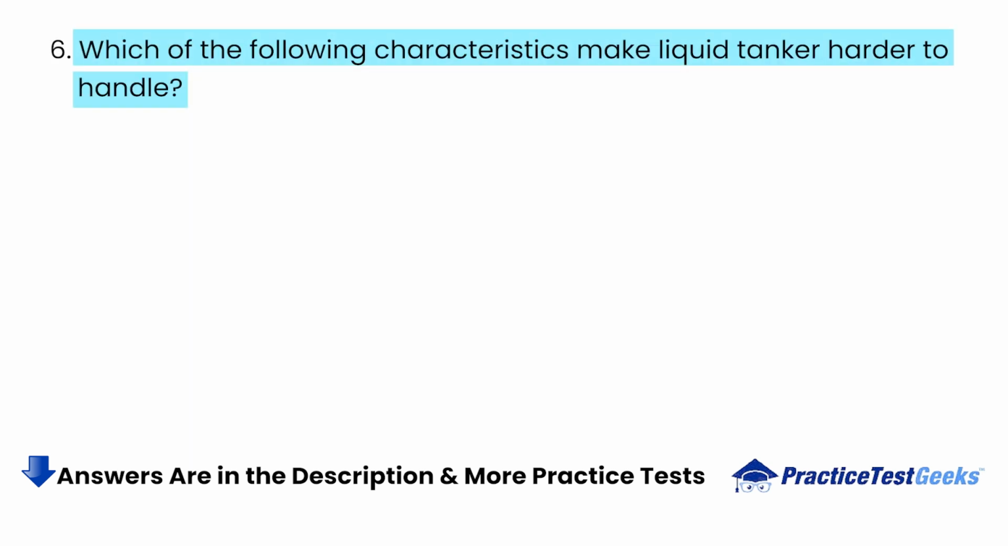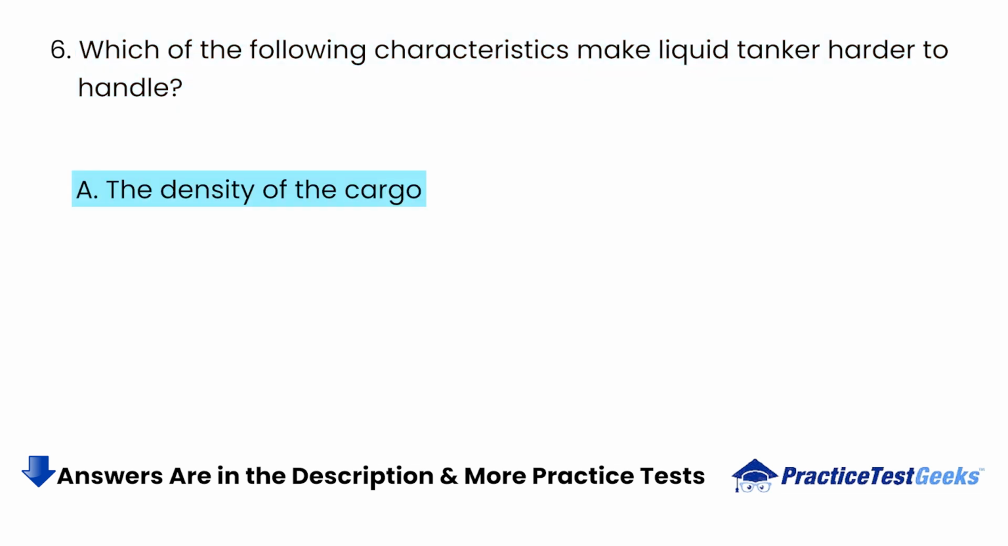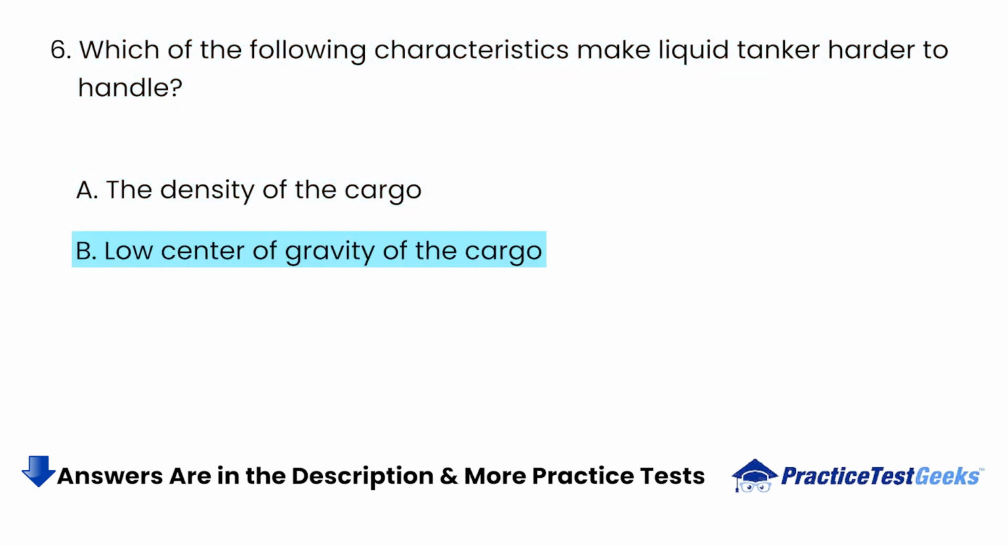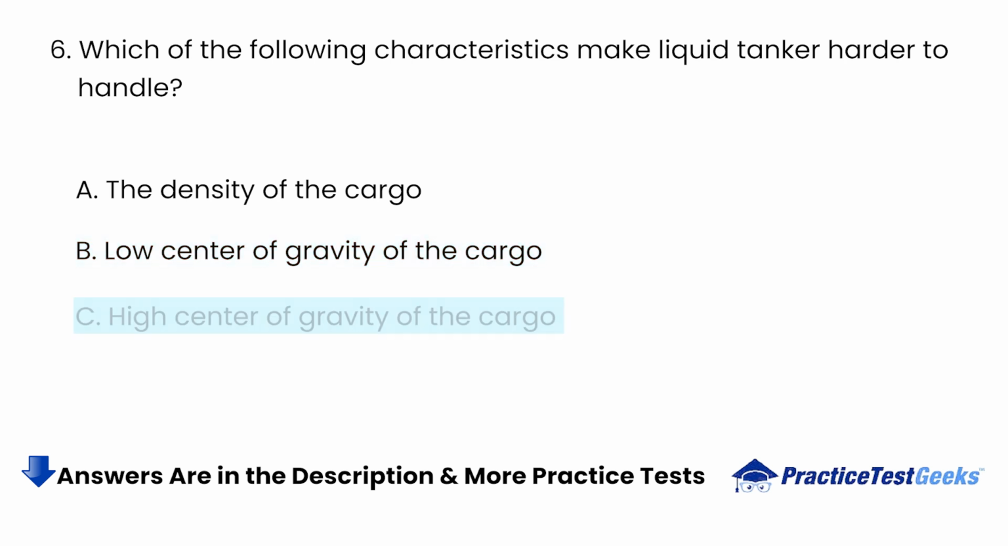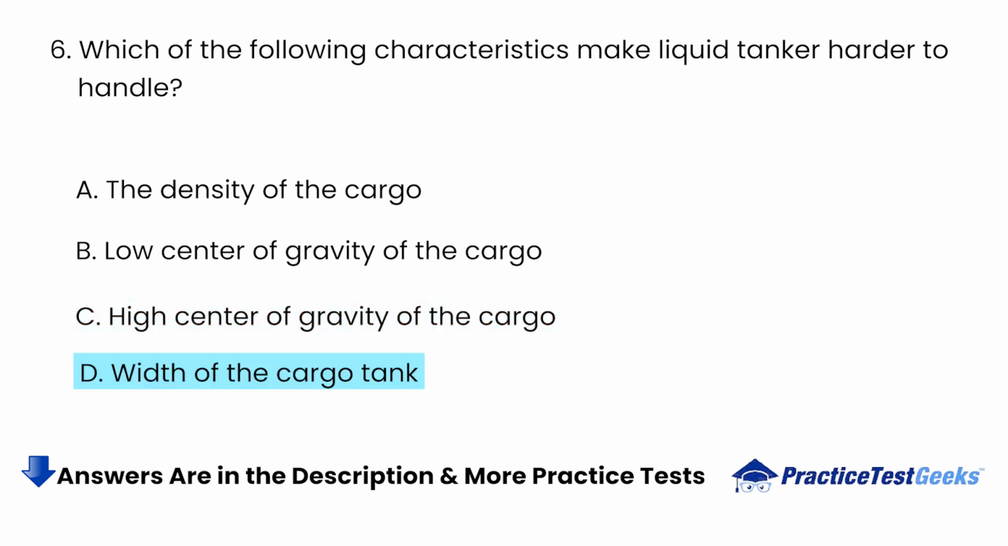Which of the following characteristics make liquid tankers harder to handle? A. The density of the cargo. B. Low center of gravity of the cargo. C. High center of gravity of the cargo. D. Width of the cargo tank.